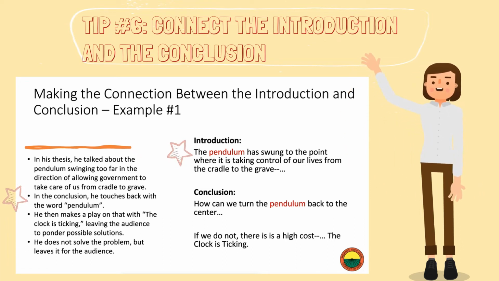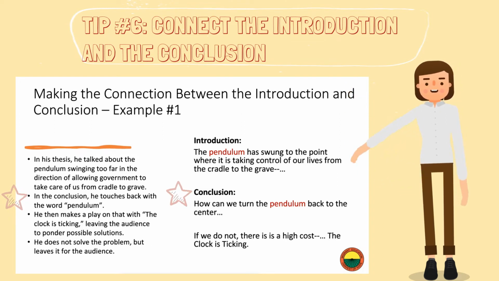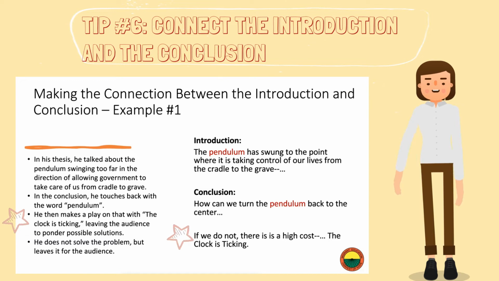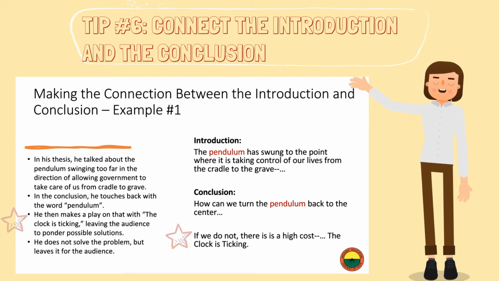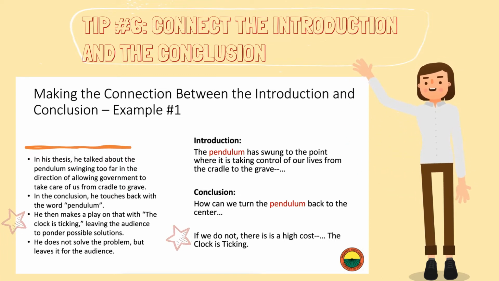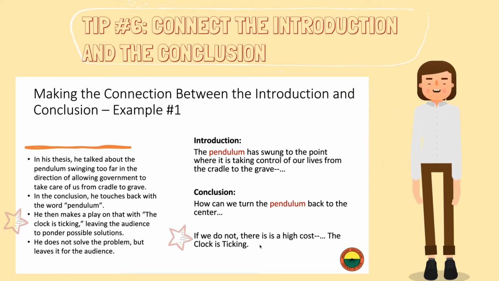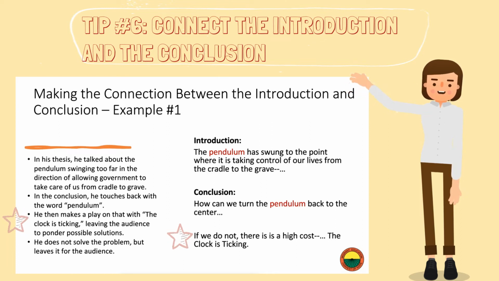And in the conclusion, he says, how do we turn that pendulum back to the center? And then he makes a play on words by saying at the end that if we do not, there is a high cost. The clock is ticking, leaving that sense of urgency for the audience to think about, wow, we must do something. And otherwise, the government is just going to take over our lives. So this clock is ticking ties into the idea of the pendulum, because the pendulum is part of a clock.